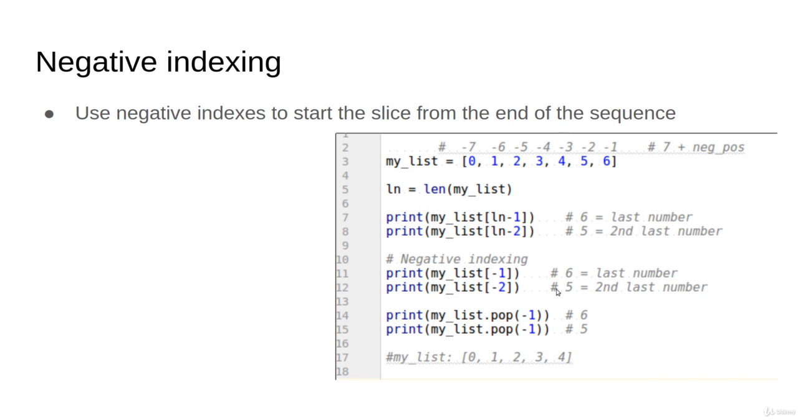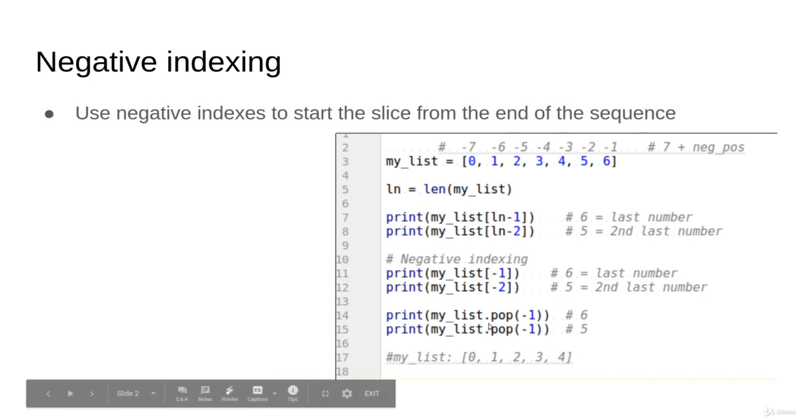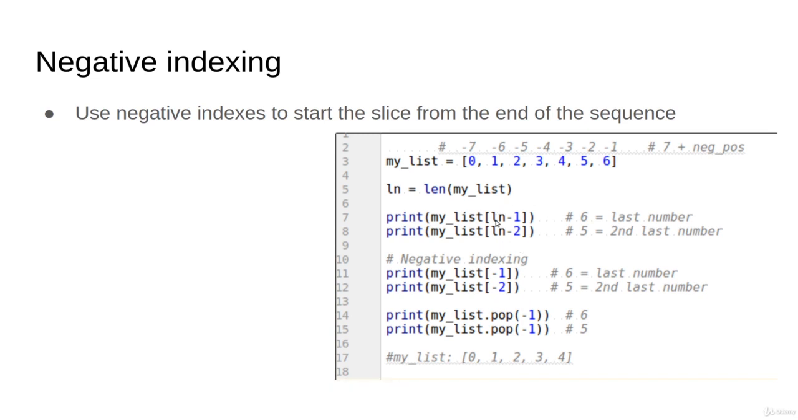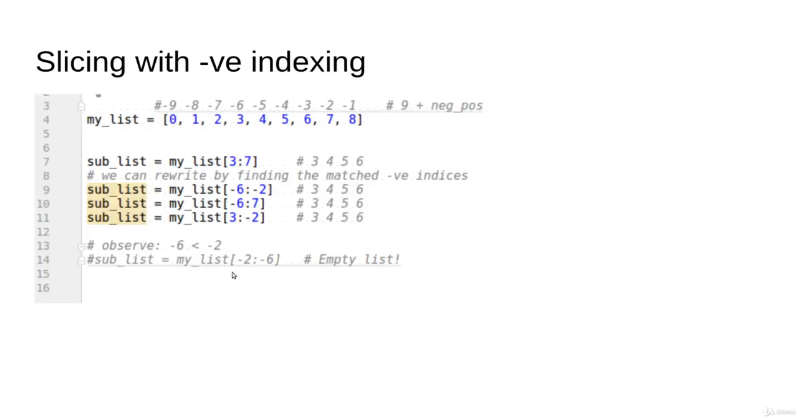In a very similar way, let's say we would like to pop something. You can write .pop(-1), which will remove the last element. .pop(-1) again will remove another last element. So as you see, negative indexing is sometimes very beautiful, much more than this notation. The whole idea is that instead of using length minus 1, we can use minus 1 directly.